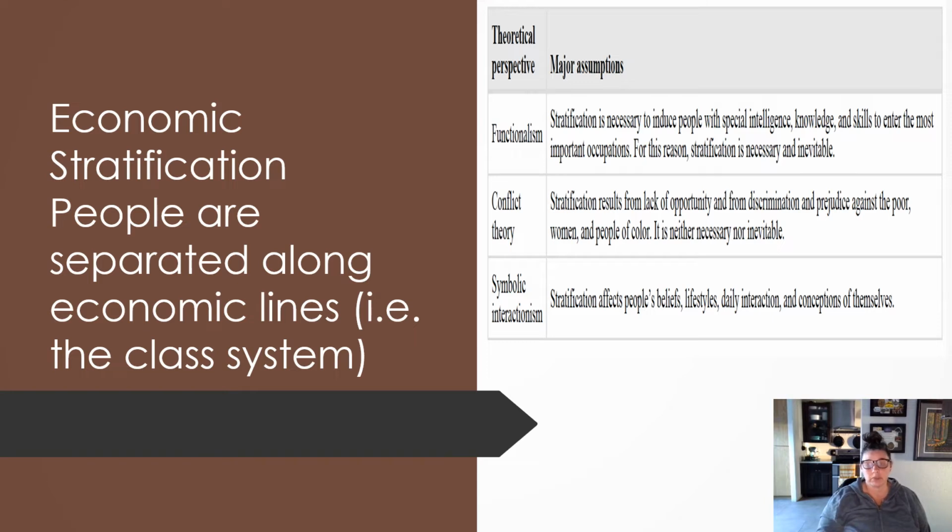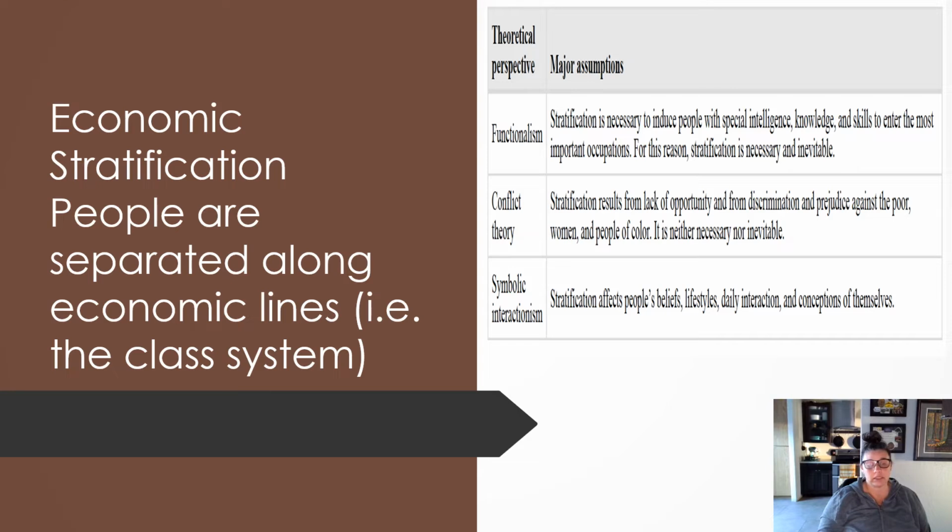So from a functionalist perspective, stratification in society, class stratification especially, is necessary so that we can induce within people the desire to work harder. It is going to allow for, in society, people with higher intelligence or special intelligence, a greater knowledge base, a greater skill set, to enter into the most prestigious and important occupations. And so from a functionalist perspective, stratification along class lines is both inevitable and necessary.